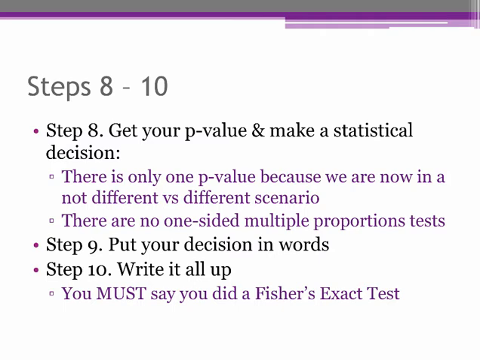Then you'll go to step 9, put your decision in words, and step 10, you will write it all up. You must say you did a Fisher's exact test. You can get away with saying you did a chi-square, but really you should specify if it was likelihood ratio or Pearson. Remember, we prefer the likelihood ratio chi-square test, but you absolutely must say you did a Fisher's exact test. That goes to the assumptions. If you don't say a Fisher's, it's assumed that you met the sample size assumption. So if you did a Fisher's, say you did a Fisher's exact test and give that p-value.